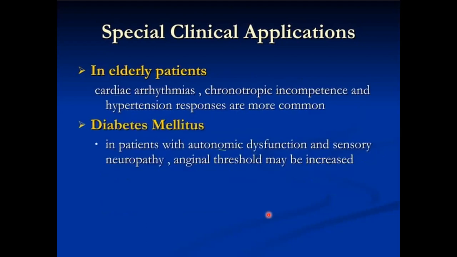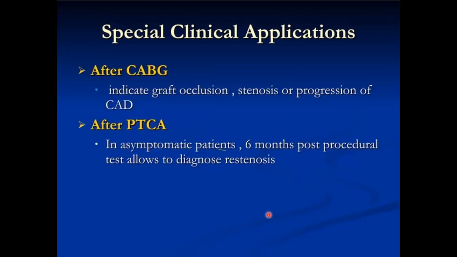In the elderly, they tend to have cardiac arrhythmias, chronotropic incompetence, and hypertensive response more commonly, while in diabetic patients, because of the autonomic dysfunction and sensory neuropathy, their angina threshold might actually be increased. So these patients, if they were not diabetic, probably because of the coronary artery disease, might have started manifesting angina symptoms earlier as compared to patients who are diabetic.